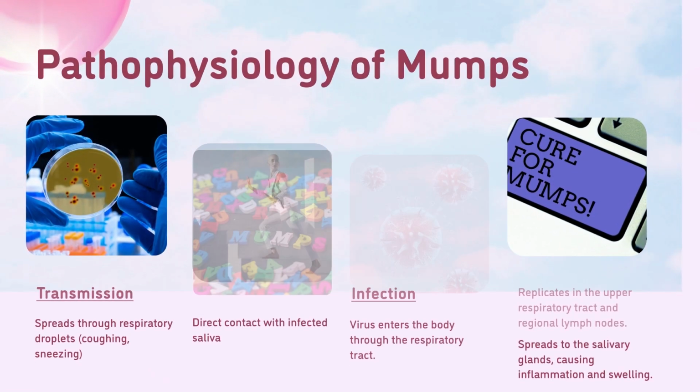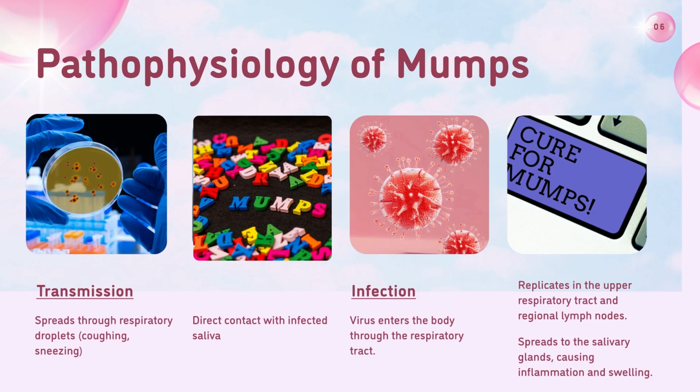Alrighty, ladies and gents. So, let's talk about the pathophysiology of mumps. Well, how do you catch mumps? Mumps spreads pretty easily from one person to another. If someone who has mumps sneezes, coughs, or shares food or drinks with you, the virus can get in your body through your nose or mouth.